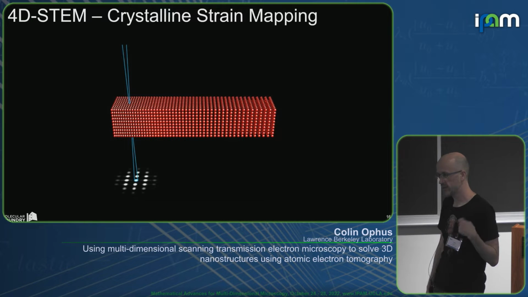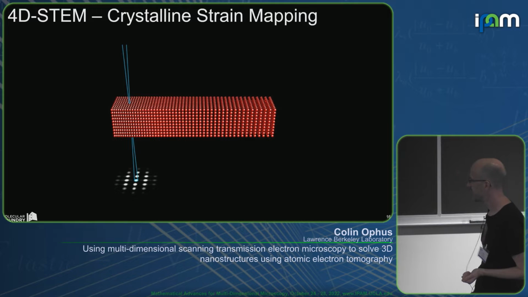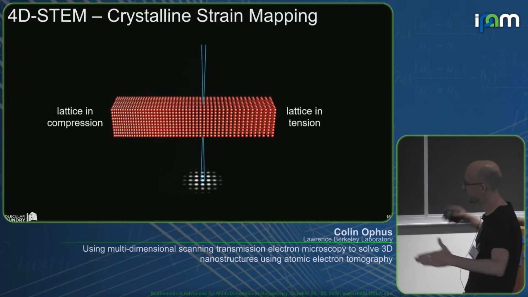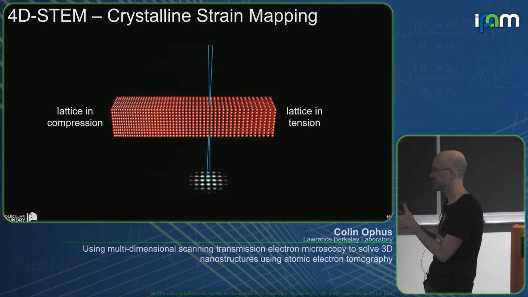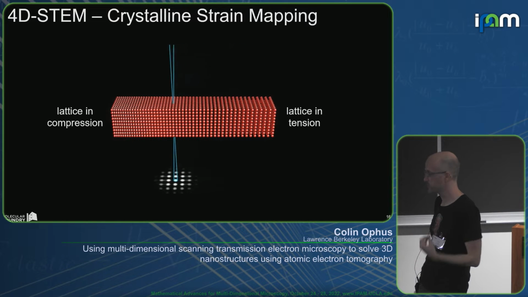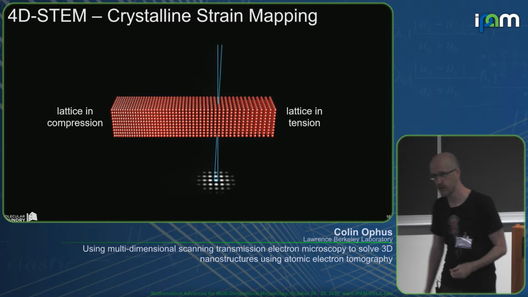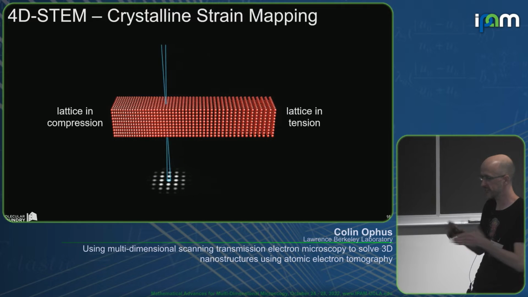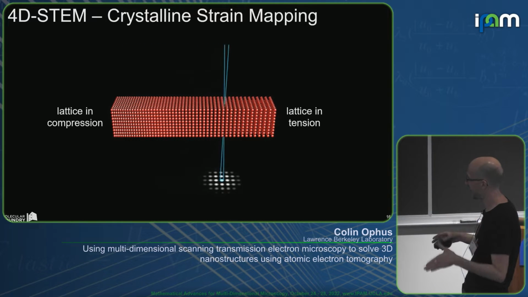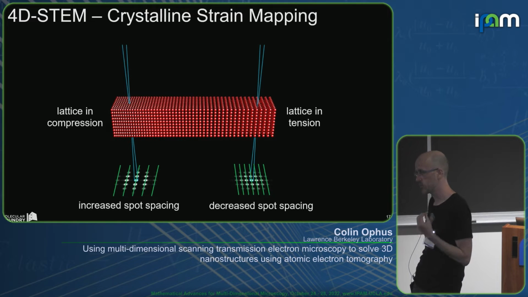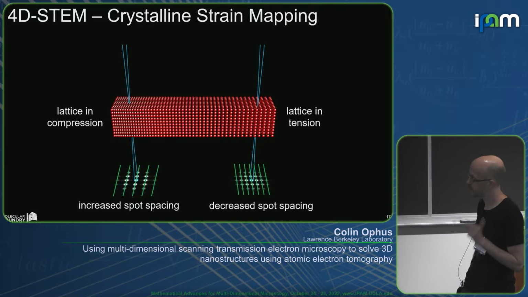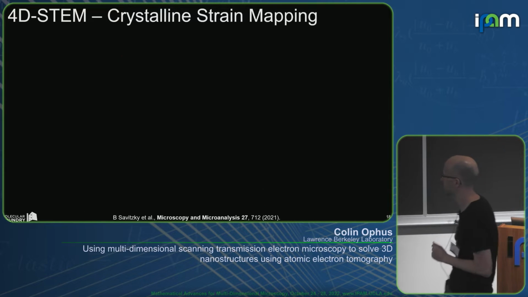So I already mentioned strain mapping as a possible application. You can imagine if I simply space the atoms out on the right-hand side, push them closer together on the left-hand side, you can already see the reciprocal space relationship here. You get this inverse relationship to the spacing of the Bragg diffracted spots and the spacing of the lattice planes. So all we need to do is perform a precision measurement of this reciprocal space lattice, and we know some information about the local deformation of our sample.